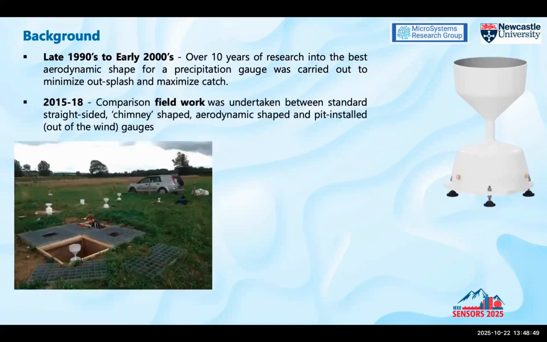In 2015 to 2018, I was an industrial supervisor for a PhD student who carried out a lot of comparison field work between standard straight-sided gauges and the aerodynamic gauges, and also used what is known as a World Meteorological Organization reference pit, where basically the gauges are placed out of the wind at the ground, and this is gridded to break up the turbulence of the wind as it flows across the top of the gauge. So this is what we call the reference. This is what we say is the ground truth, literally. And then it's going to compare with the rest of the gauges we have here.